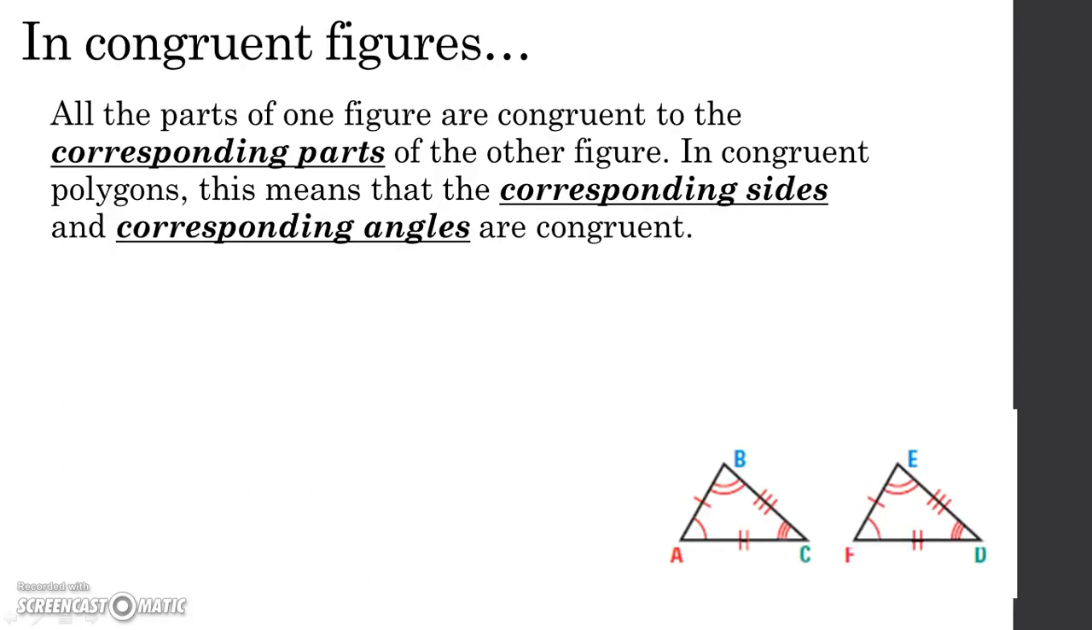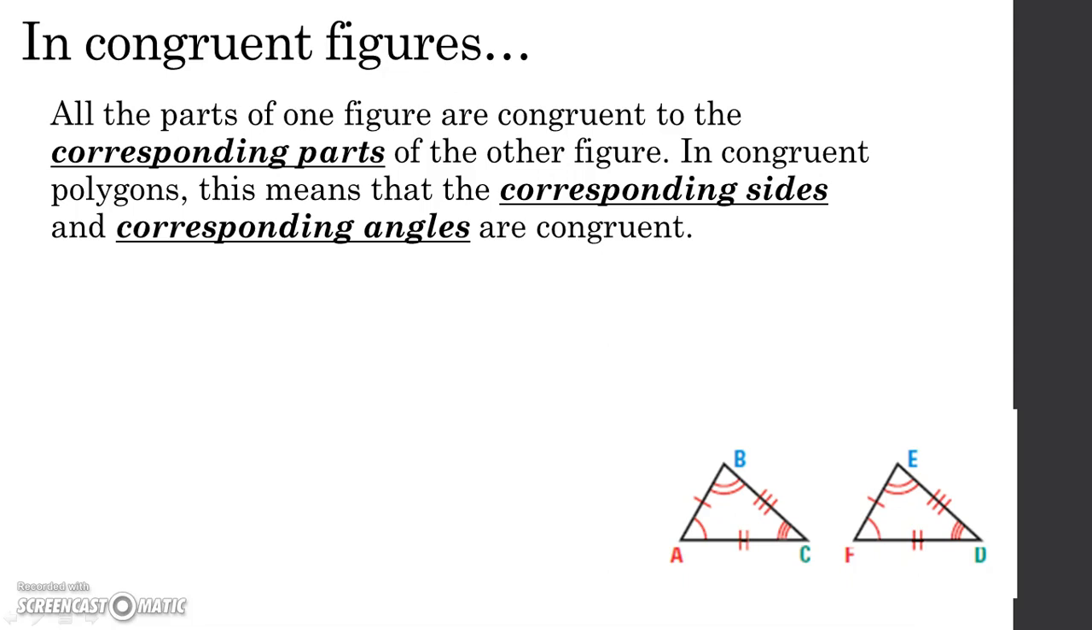So next, congruent figures. All parts of one figure are congruent to the corresponding parts of the other figure, right? The parts that are in the same position. Congruent polygons, that means that the corresponding sides and corresponding angles are congruent.